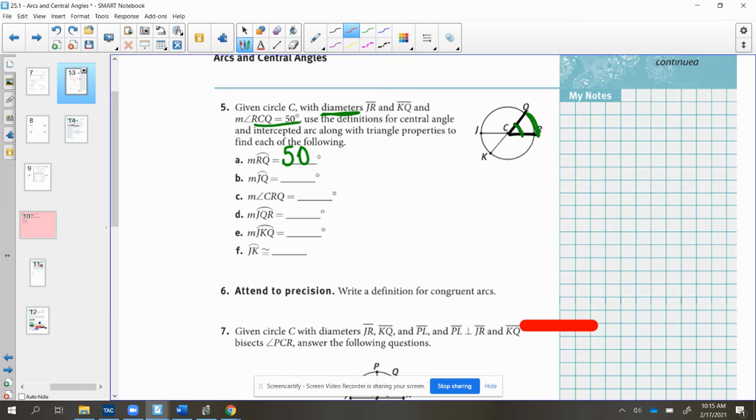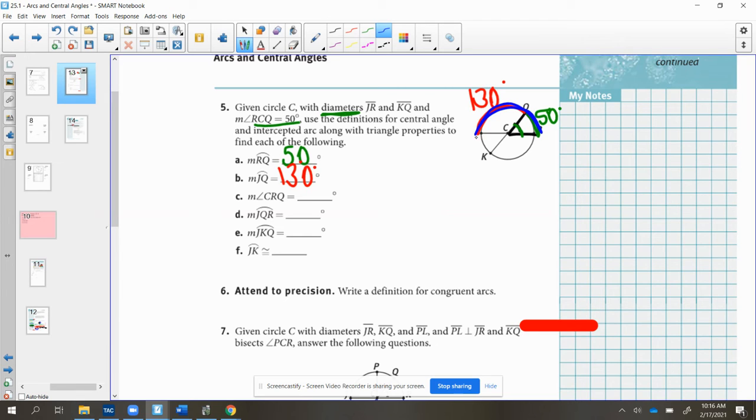And then our arc JQ, if we trace that out, is going to be part of a semicircle, right? So we know that this whole thing here, given that we have a diameter JR, is 180. So if that has to be 180 and we know this part of the arc is 50 degrees, total we're going to have a 130 degree arc. Which does also mean that we can find this angle inside of here as well, which we'll talk about in a second. Okay. Let's skip angle CRQ for just a moment, and we'll talk about the measure of JQR. Okay.